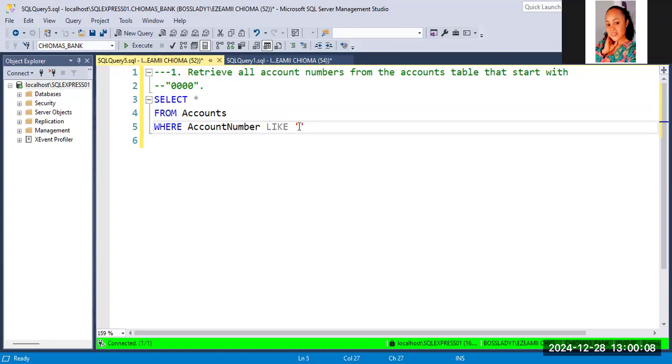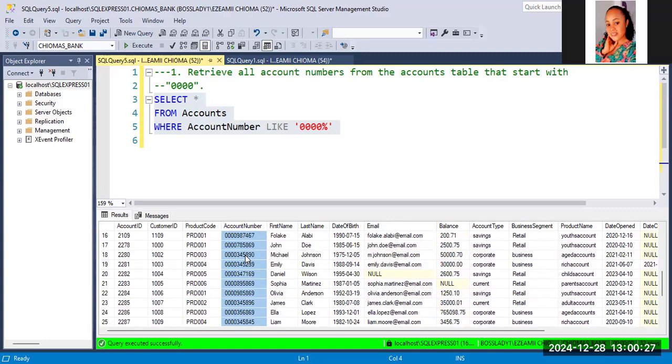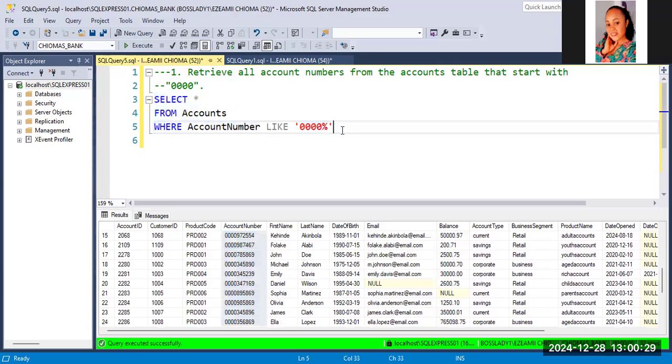Because we are told it's going to start with 0 in 4 places, it means anything else can come after, but it must start with 0 in 4 places. So this will give us our results. If you check out this account number column, we've been able to filter our data and get only those account numbers that start with 0 in 4 places, all right?